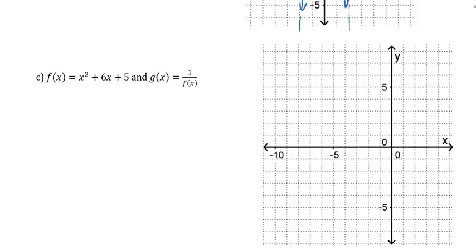Okay, let's try another one. f at x is x squared plus 6x plus 5, and g at x is 1 over f at x. So it's the reciprocal of f at x: 1 over x squared plus 6x plus 5. What can we do? I can't graph x squared plus 6x plus 5 like that. What does that tell me about the function? I can factor it, yeah.